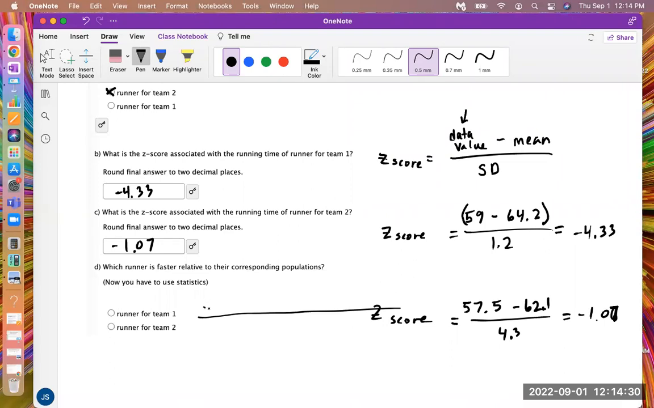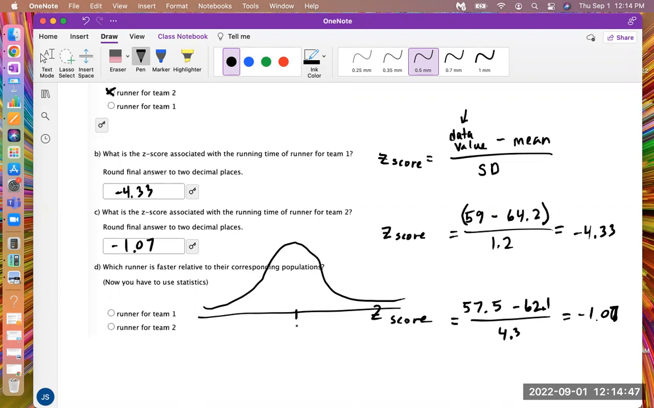So here's what a distribution looks like. If you have racing times, they usually are normally distributed, so it looks like this. The mean is in the middle.